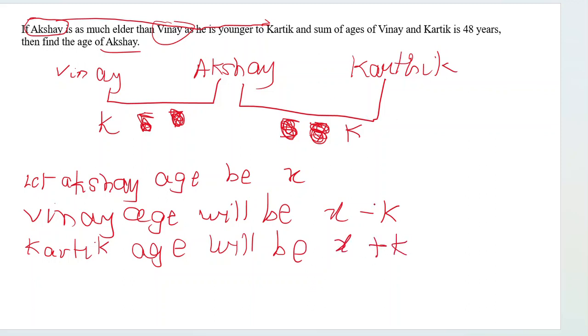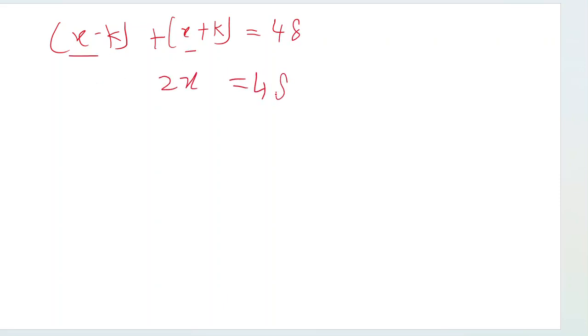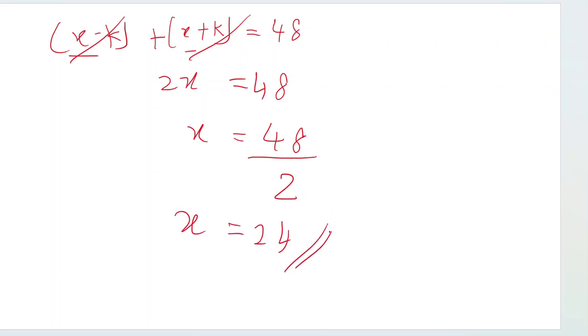Now further it is said the sum of the ages of Vinay and Karthik is 48. Vinay's age is x minus k, Karthik's age is x plus k. If I add them, x minus k plus x plus k, I get 48. So therefore I get 2x is equal to 48, because minus k plus k will be cancelled. Therefore x is 48 upon 2, x is 24. This solves the problem.